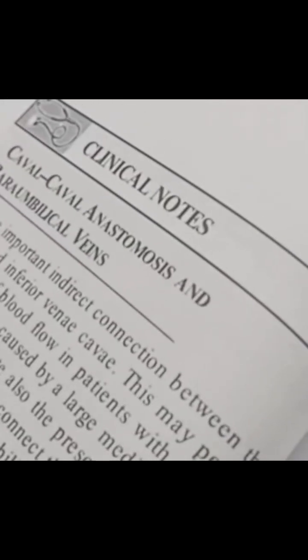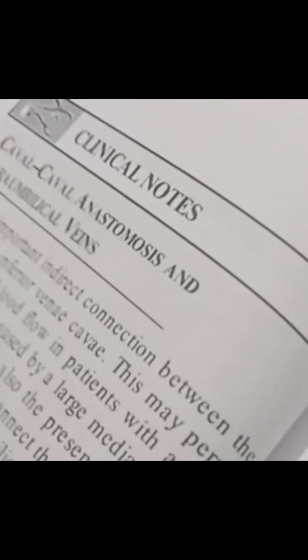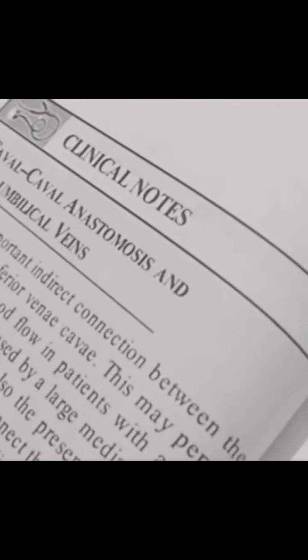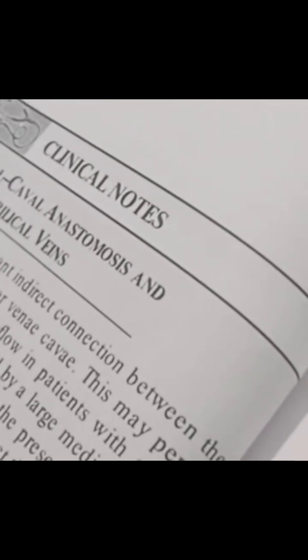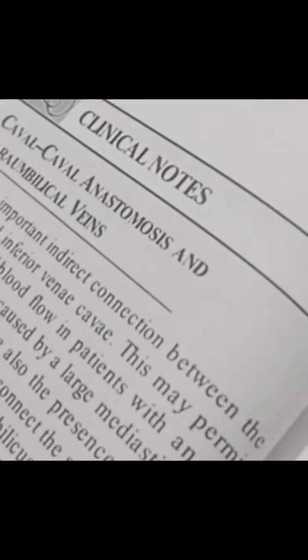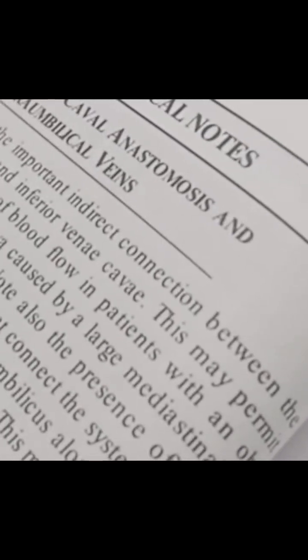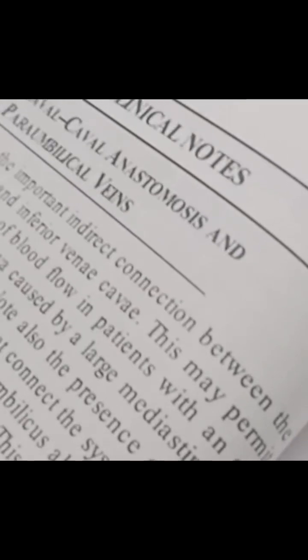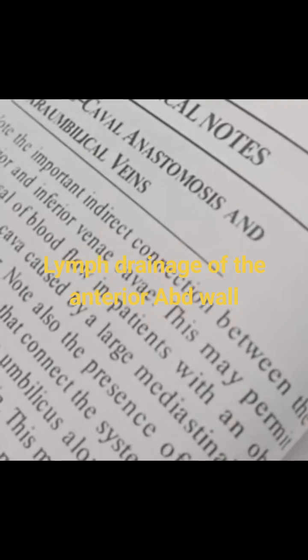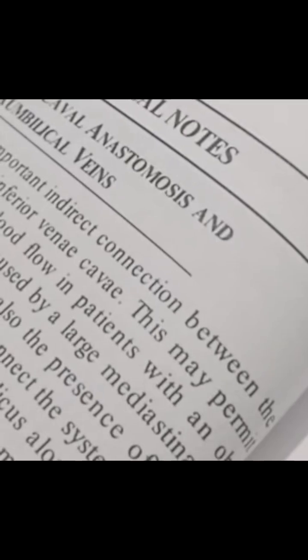Note also the presence of small paraumbilical veins that connect the systemic skin veins in the region of the umbilicus along the ligamentum teres to the portal vein. This may provide an important portal systemic anastomosis in patients with obstruction of the portal vein, as in cirrhosis of the liver. Lymph drainage. The cutaneous lymph vessels above the level of the umbilicus drain upward into the anterior axillary lymph nodes. The vessels below this level drain downward into the superficial inguinal lymph nodes.